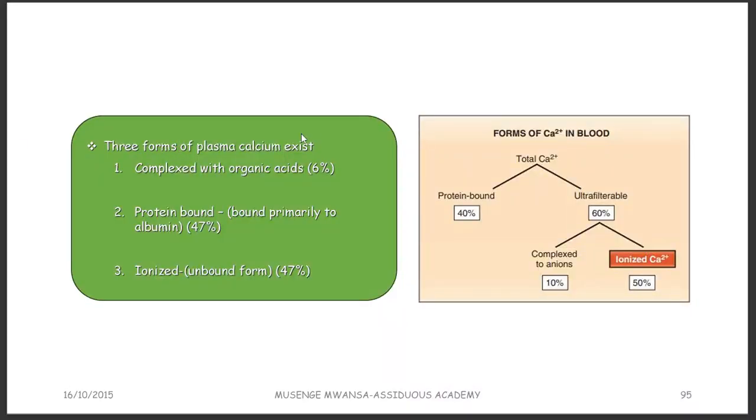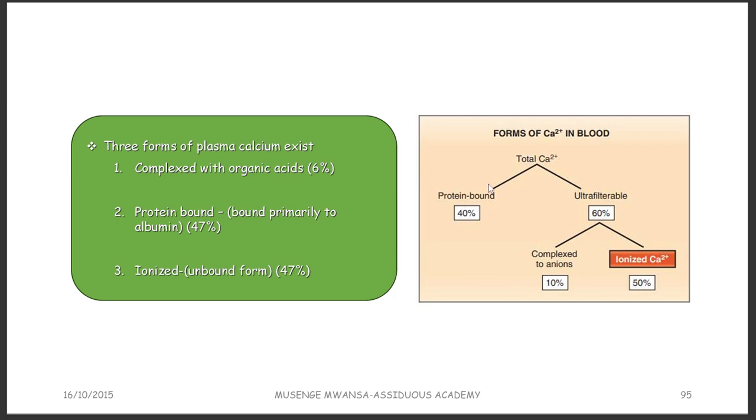Plasma calcium exists in three forms. About 6% of calcium in blood is complexed, bound to organic acids. About 47% is bound to protein, specifically albumin. And then 47% is unbound, ionized, free. Of course, these are other numbers from another book.